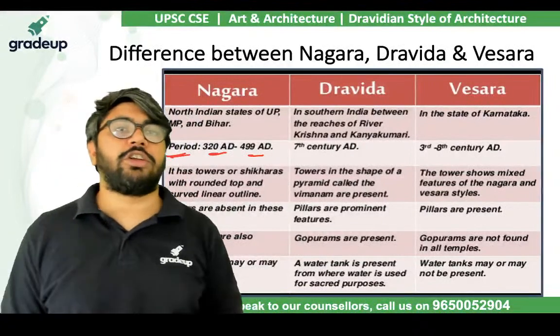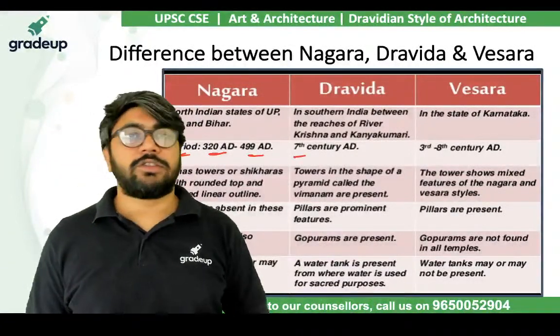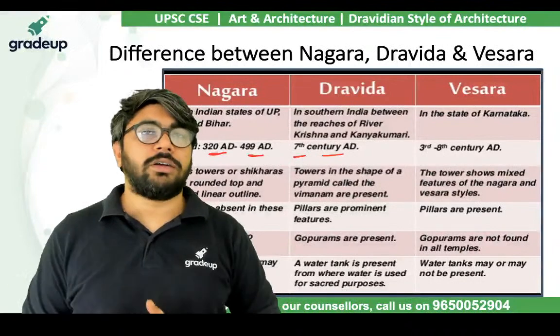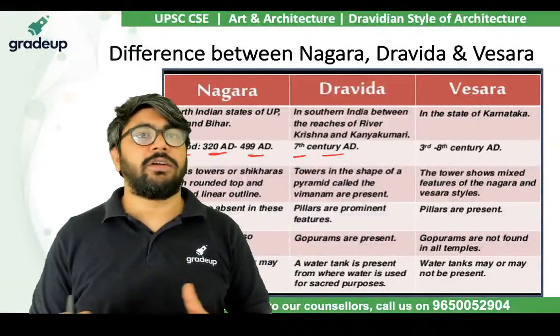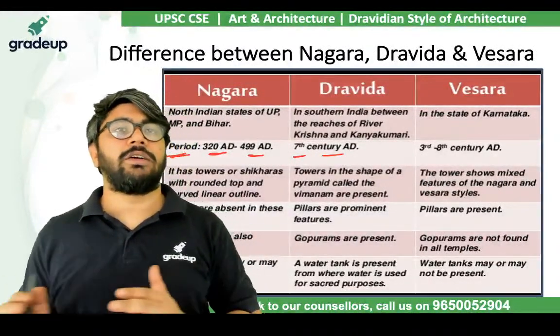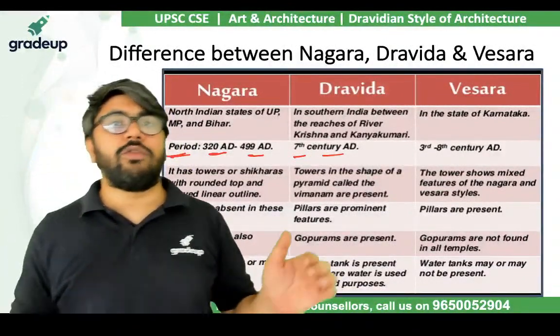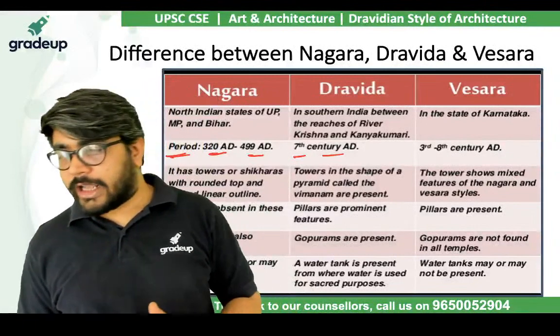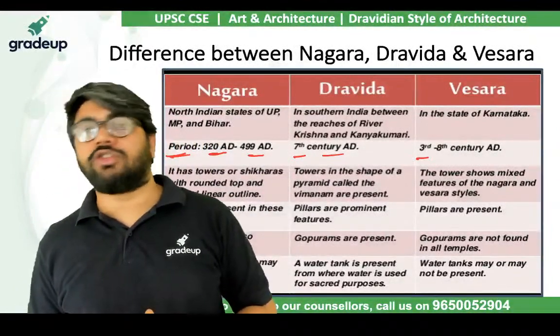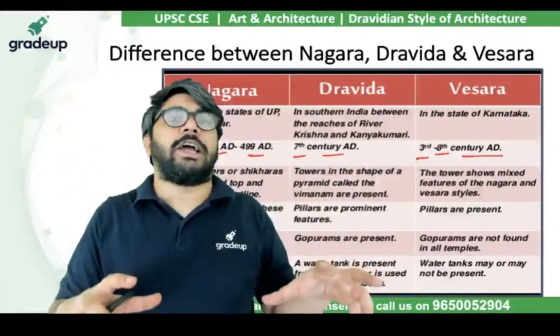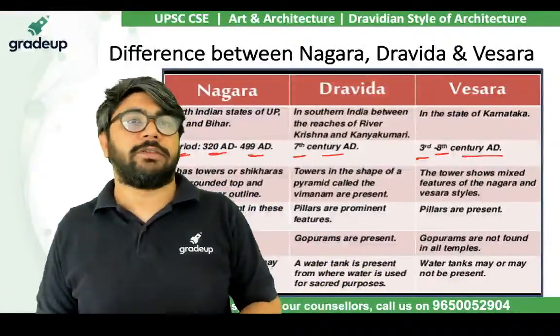द्रविड़ 7th सेंचुरी में है, तो ऑलमोस्ट 600 राइट समथिंग होगा, विच मीन्स देयर इज अ गैप ऑफ 100 years बिटवीन नगारा एंड द्रविड स्टाइल ऑफ आर्किटेक्चर. लेकिन विसारा क्या है, ओवरलैपिंग है दोनों में, राइट. सो इट कैन बी सीन बिटवीन 3rd and 8th सेंचुरी एडी. सो ये ओवरलैप कर रहा है टाइम पीरियड से दोनों के, नगारा एंड द्रविड स्टाइल से.